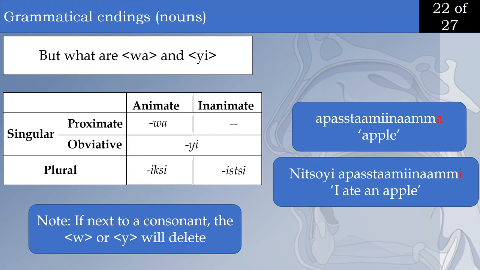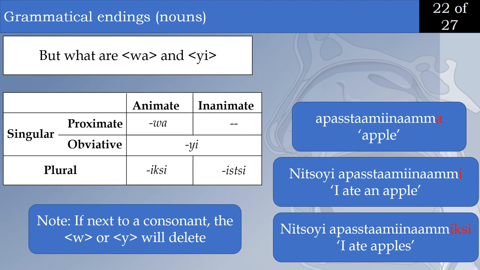Regardless, if the apple was the subject of the sentence or the object of the sentence, whether it took the wa ending or the yi ending, if it's plural, we'll pronounce it with an -ex ending because it's an animate noun. So to say, I ate apples, you would say, nitsoi apastaminamix.